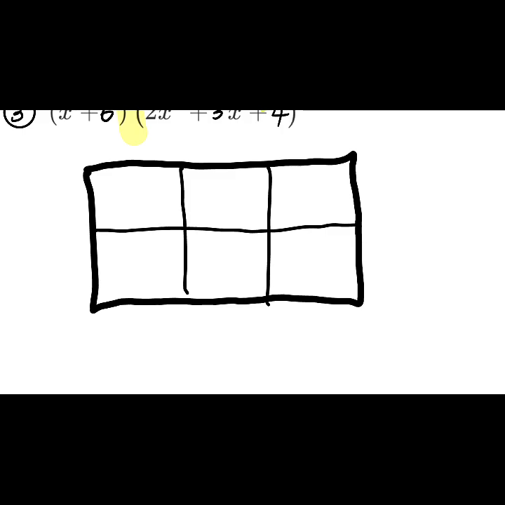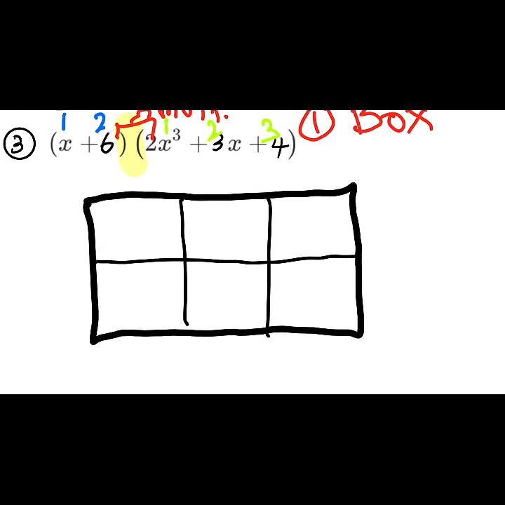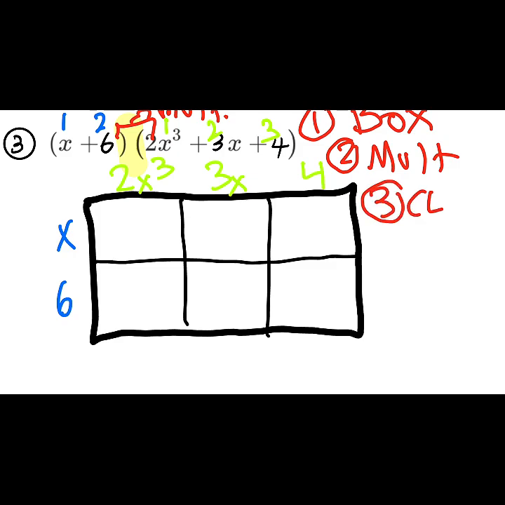It does not matter if you draw it vertically or horizontally. All that matters is you make it. All right, so on the 2 side, we have these two terms, x and +6. On the top side, we got 2x cubed, 3x, and 4. Now remember, in each of these boxes, you are multiplying. Then step 3, CLT.